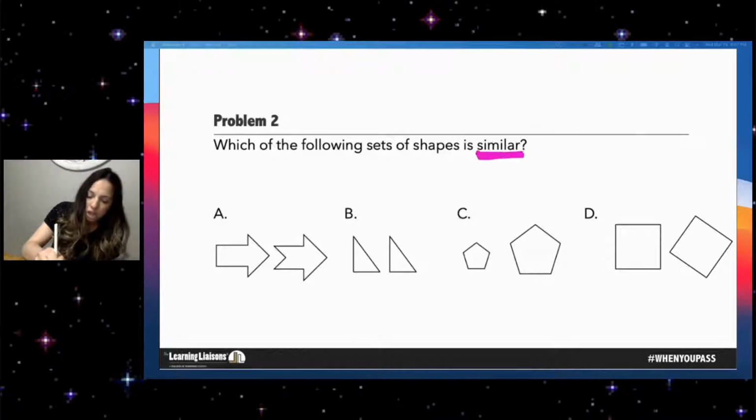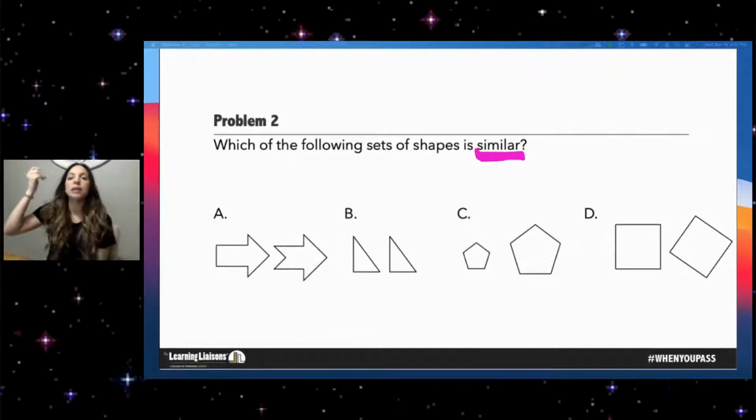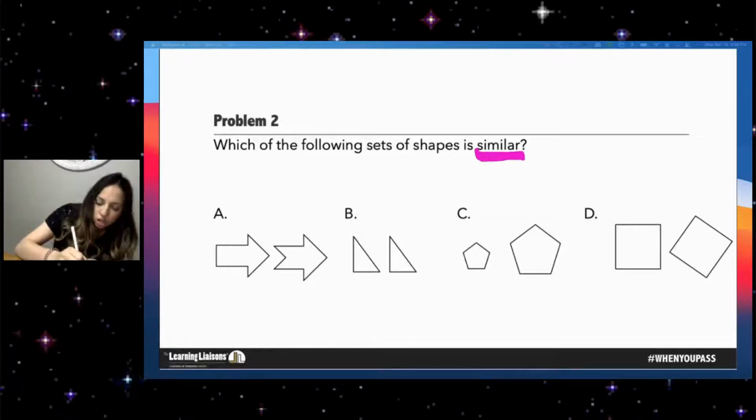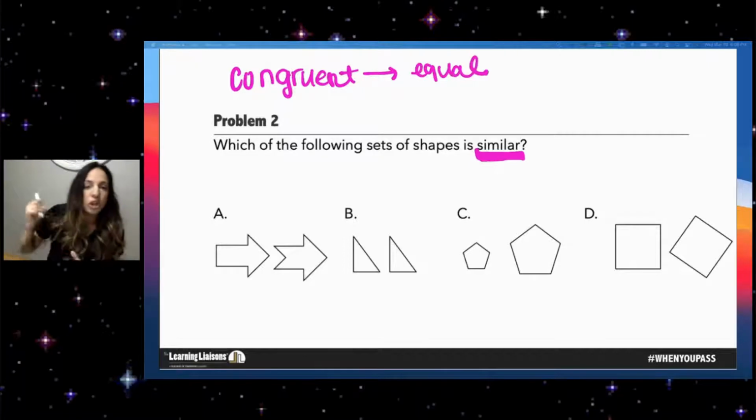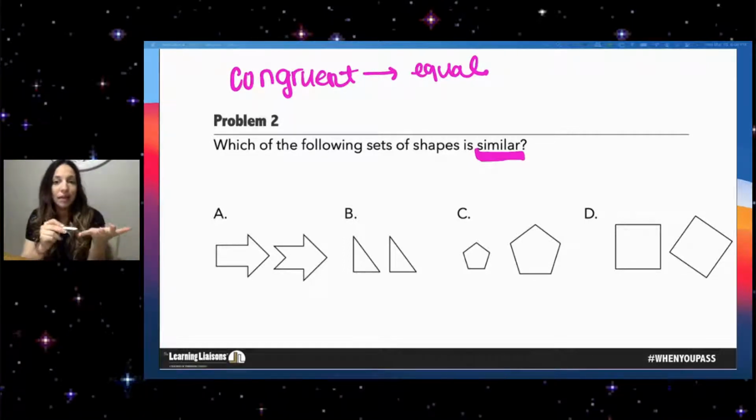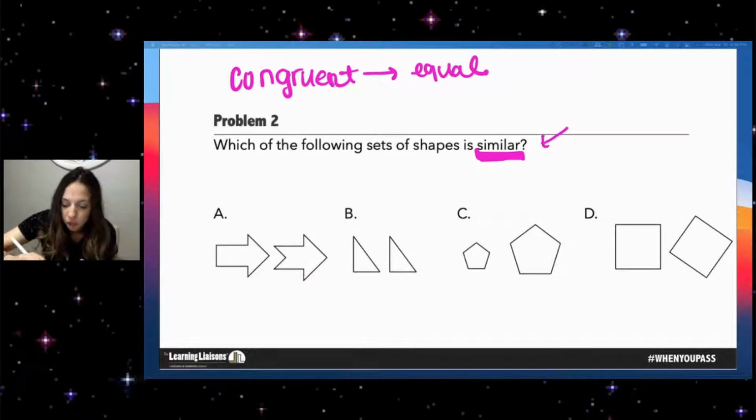So, similar means that they are not congruent. They have the same proportions, but they are not congruent. So, congruent, knowing this vocabulary is critical for this geometry section, means they are equal. So, if 2 shapes are congruent, they have the same angles, the same size, sides, the same area, the same perimeter, all of it. If they are similar, they are proportional to each other.